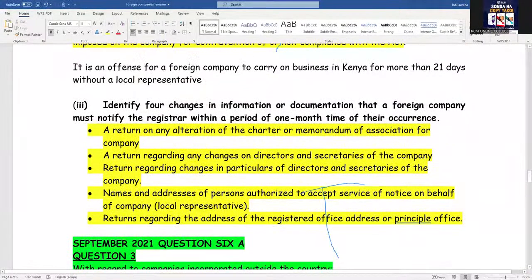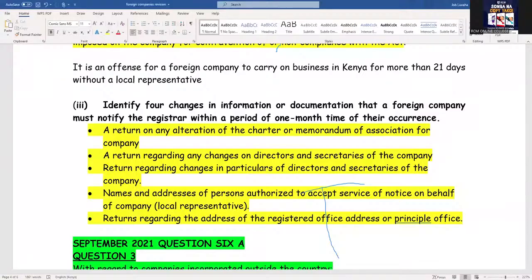If all these have happened, for example, they have changed the memorandum, they have to file this documentation of the change with the Register of Companies. Then a return regarding any changes if they have changed directors. That's part of the information. They have to ensure they have notified the registrar within a month. So changes in the particulars of directors, changes in directors of the company.